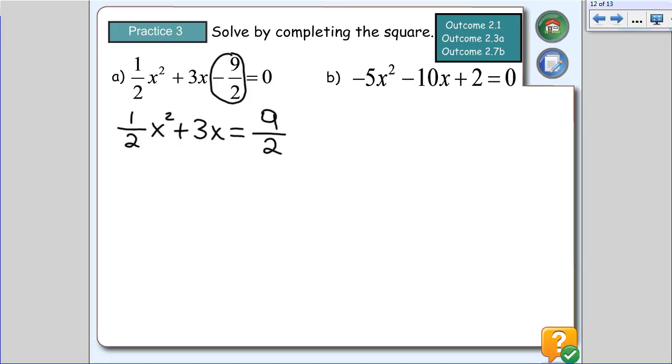Josh. You have to take the 1/2 off the X squared. Who knows why I have to do that? Donzi? It's not 1. Because the A value is not 1. It has to be 1 to be able to complete the square, or else it won't work. So Josh says, get that 1/2 off of there. Who knows how we get it off of there? London. Times it by 2.